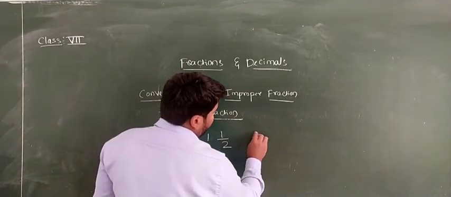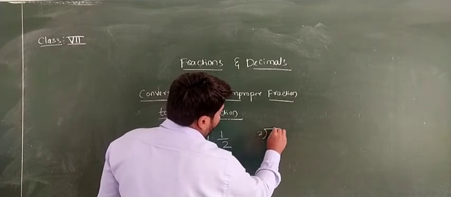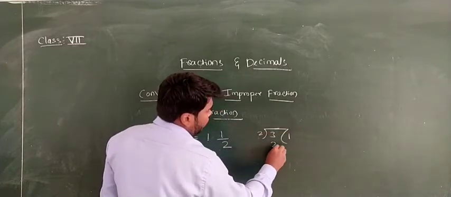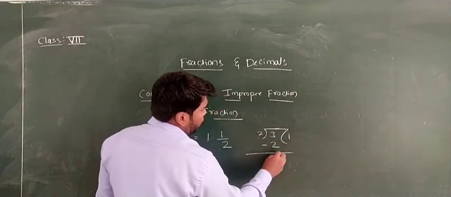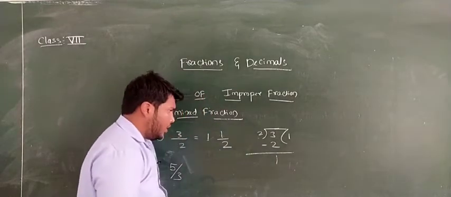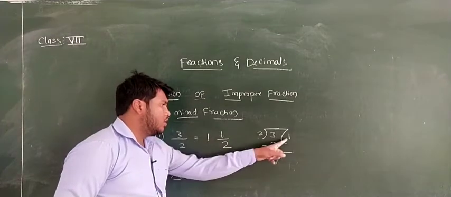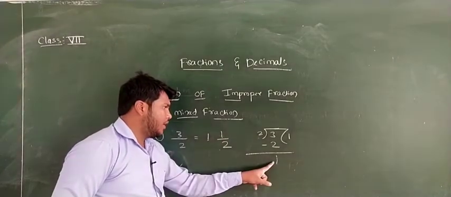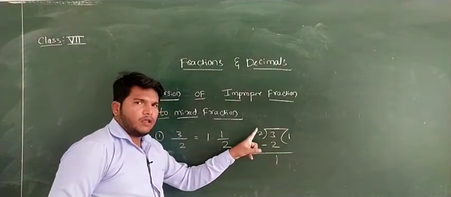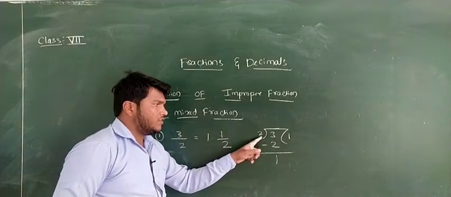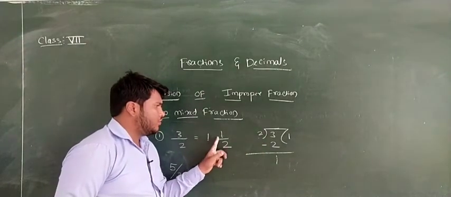Or you can go with 2 of 3: 2 ones are 2, so that is 3 minus 2, which is equal to 1. So here the remaining is 1, that is the remainder, and the number by which you are dividing, that is the divisor, is 2. So 1 integer 1 by 2.